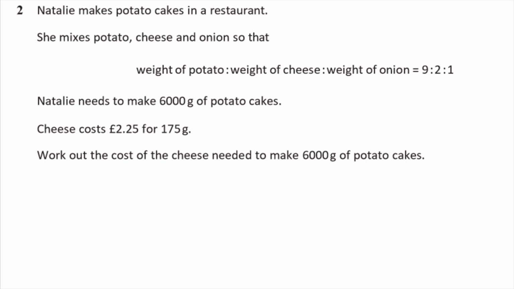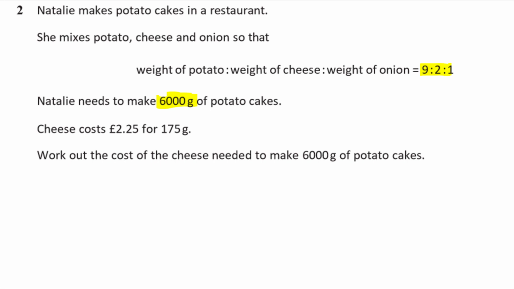Okay, so this has got quite a few steps to it, isn't it? I think the first step we need to do is this divide in a ratio step. So we've got 6,000 grams of potato cakes that we need to make, and this is the ratio of the weights of their ingredients, isn't it? So if I divide 6,000 grams in a ratio of 9 to 2 to 1, then I'll know how much of each ingredient I need. Therefore, I'll know how much cheese I need, and therefore I can work out the cost of that cheese. Okay. So step 1, let's do that division then.